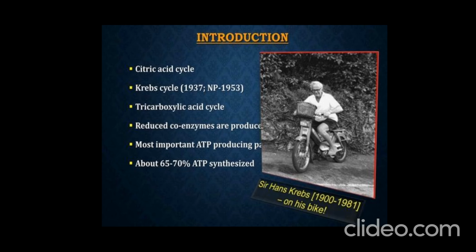So the introduction of the citric acid cycle: it is otherwise known as the Krebs cycle. It was discovered by Sir Hans Krebs. In 1937 this citric acid cycle was discovered and he got a Nobel Prize for this in 1953. It is also known as the tricarboxylic acid cycle. Reduced coenzymes are produced, and the most important ATP producing pathway is the Krebs cycle. About 65 to 70% of ATP is synthesized here.